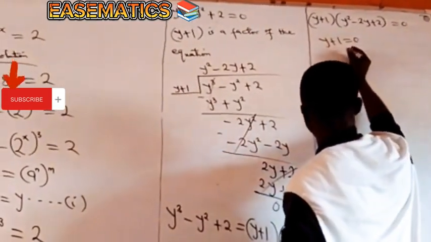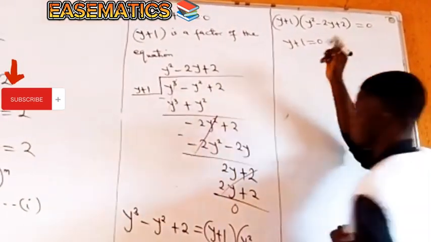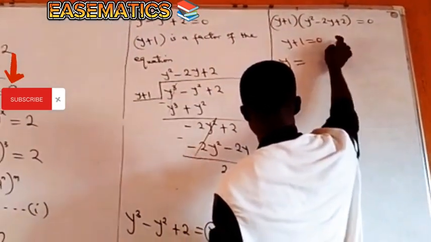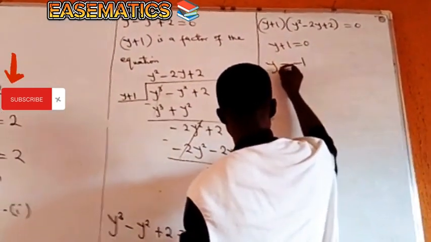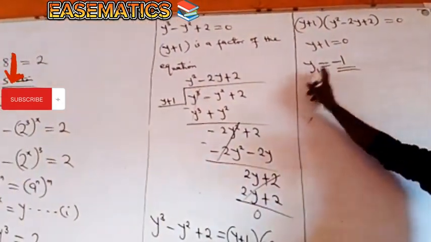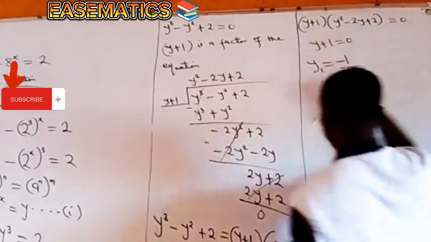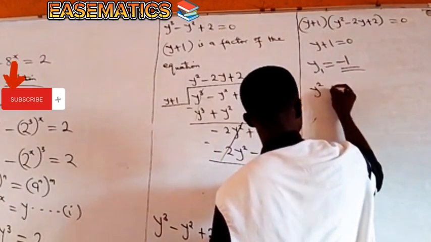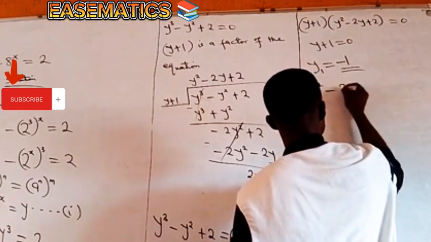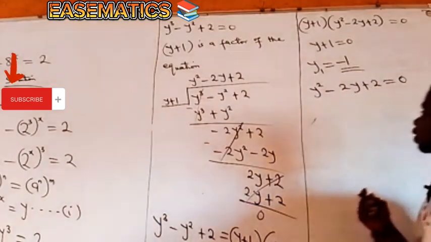is equal to 0. And if y plus 1 is equal to 0, it gives us the first root of the equation which we earlier mentioned, and this will give plus 1; crossing the equality sign will give us minus 1. So the first root of the equation is y1 equals minus 1. Alright, we can also equate the second factor of the equation, which is y squared minus 2y plus 2 equals 0.